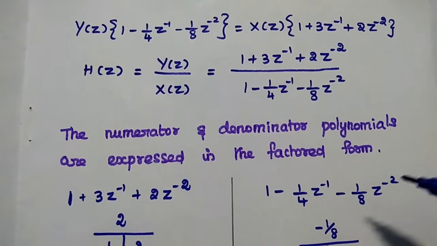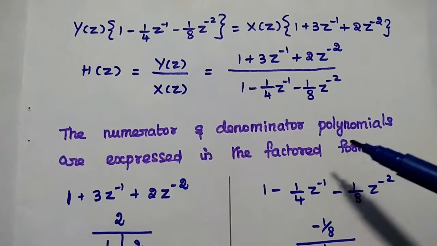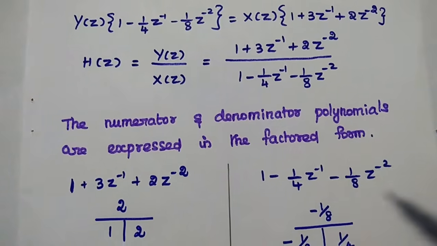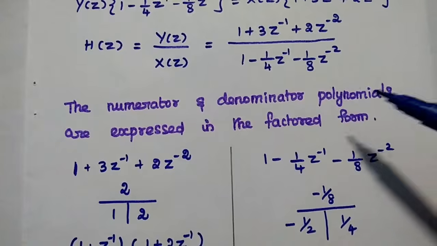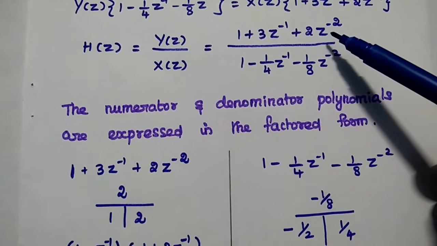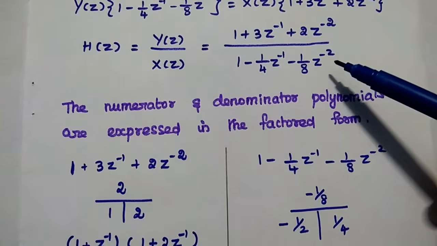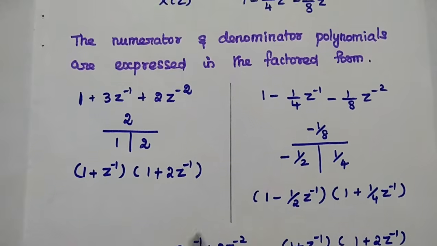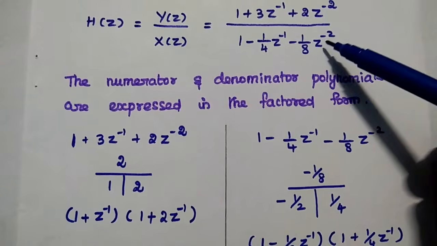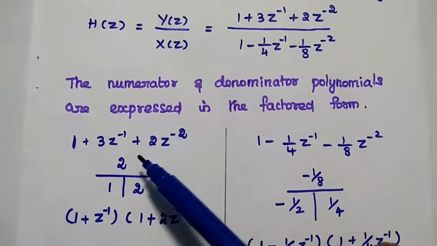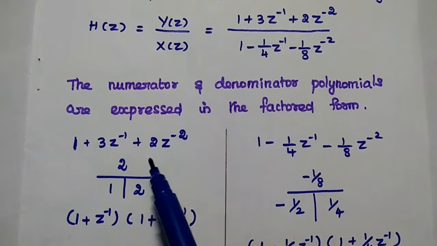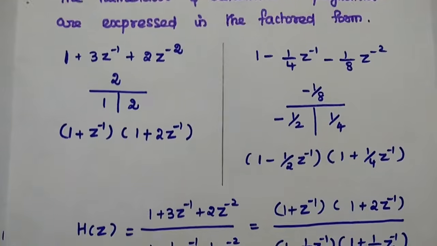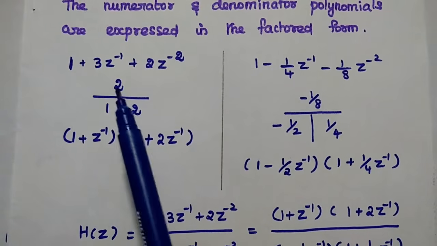So here in cascade realization, as we know, the first step is to express the given system function as a product of several system functions. For that we are going to express the numerator and denominator polynomials in factored form, that is, in terms of their roots. So we are going to find the roots of the numerator and denominator polynomials. Take the numerator 1 plus 3 z power minus 1 plus 2 z power minus 2, and the denominator as such, and then we are going to find the root values.